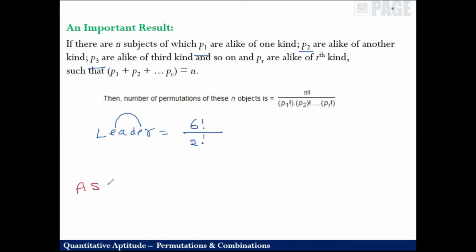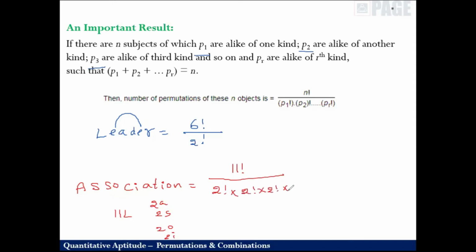Let us take one more example. Let us consider the word association. In association, there are 11 letters in total. There are 2 A's, 2 S's, 2 O's, and 2 I's. There are 4 alike objects now. How do you put it in the formula manner? 11 factorial divided by all similar object factorials multiplied: 2 factorial for A, 2 factorial for S, 2 factorial for O, 2 factorial for I. So you have to take in the denominator all the repetition factorials. Is this clear? Say yes if you understood this point.